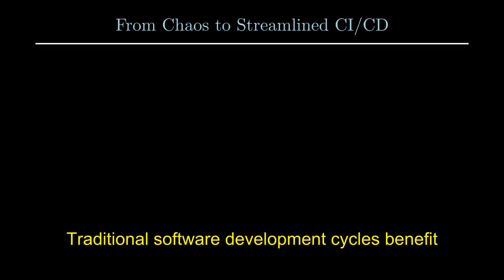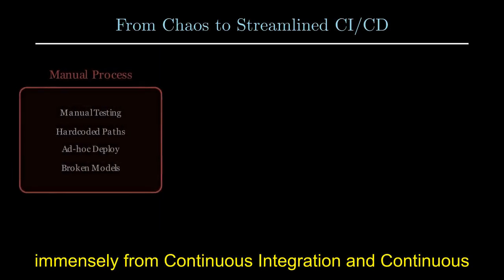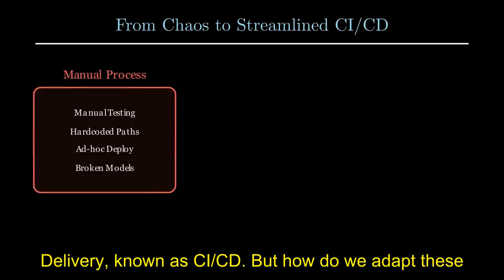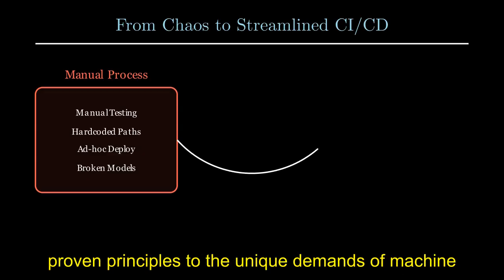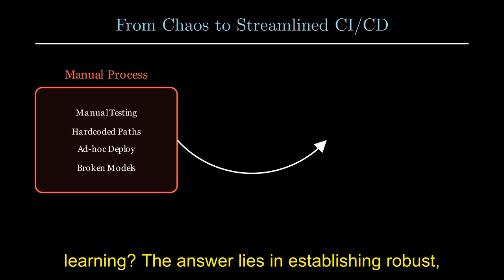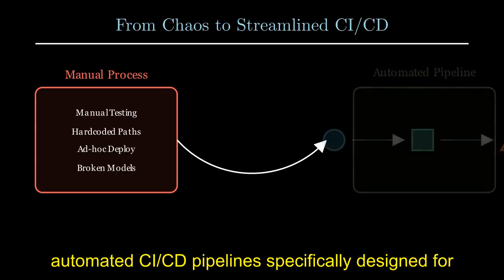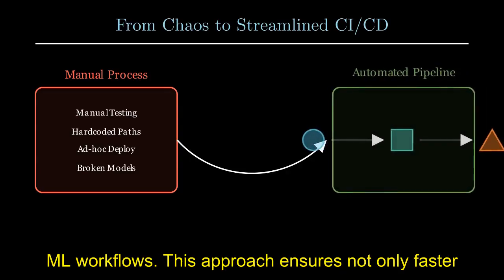Deploying machine learning models in production is often a complex, manual, and error-prone process. Traditional software development cycles benefit immensely from continuous integration and continuous delivery, known as CI/CD. But how do we adapt these proven principles to the unique demands of machine learning? The answer lies in establishing robust, automated CI/CD pipelines specifically designed for ML workflows.